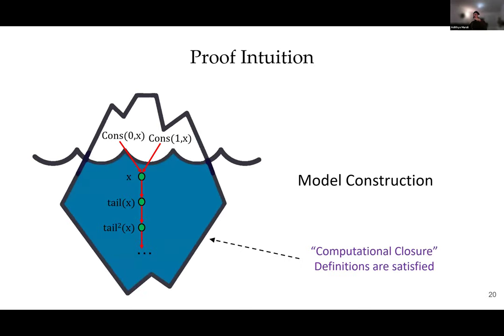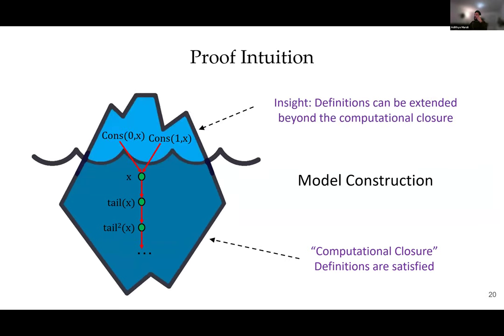We call this set of terms where you've expanded the definitions downward a computational closure. It's the closure of all terms that occur in a symbolic computation of your definition on the terms. And the definitions are satisfied here because you've done the instantiation and added them. But you also have to show that the definitions can be extended beyond the computational closure. That's essentially the gist of the proof. And we show that this can, in fact, be done, and we construct a model this way.